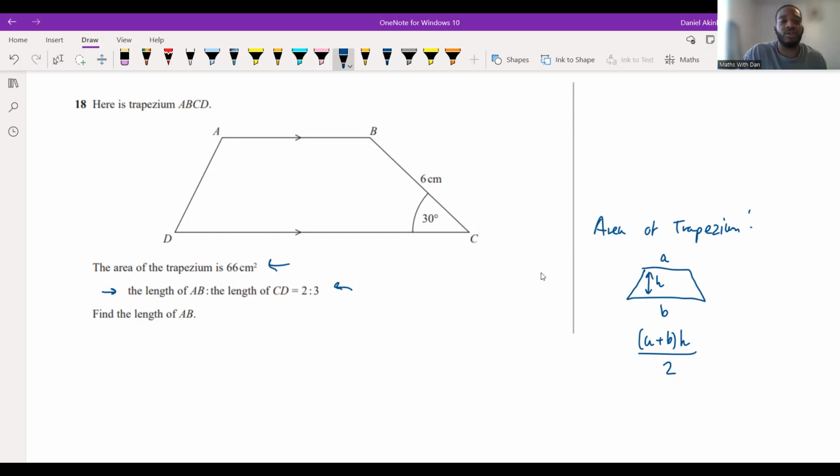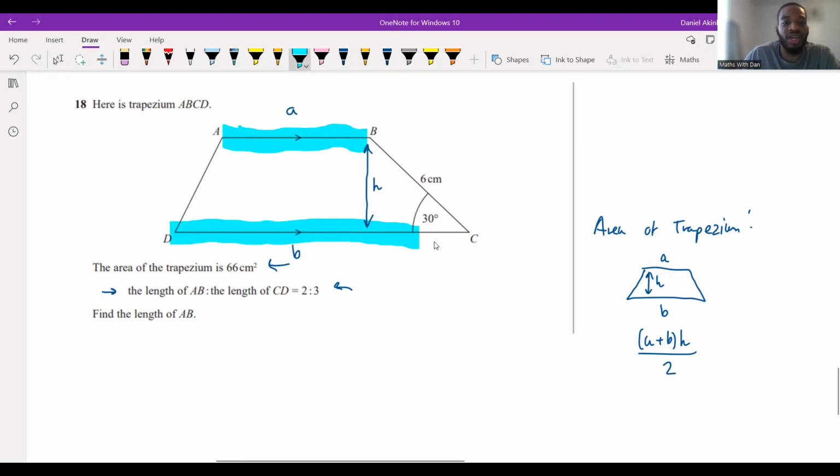Now let's look at the question, what they've said. So this will be our A, this will be our B, and we have this perpendicular height here, don't we? Or we could do the other side, but this side will obviously help us. It says that the length of AB to the length of CD, which is this one here, is in the ratio 2 to 3.